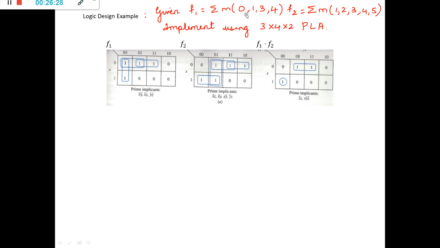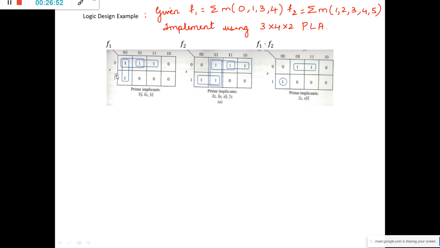How do we do this now? 0, 1, 3, 4 for f1. So we put ones wherever f1 is there, and then group. Excuse me, ma'am. Yes. Ma'am, the presentation is not visible.